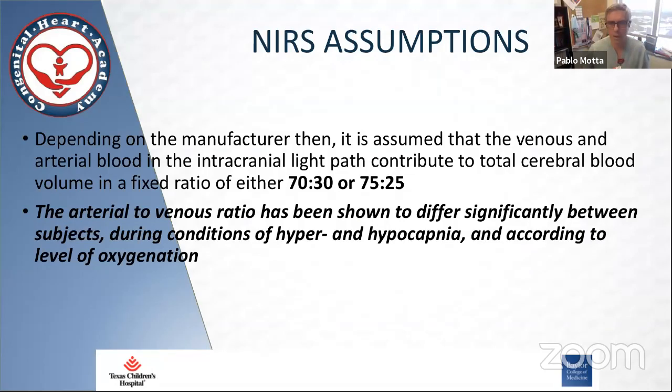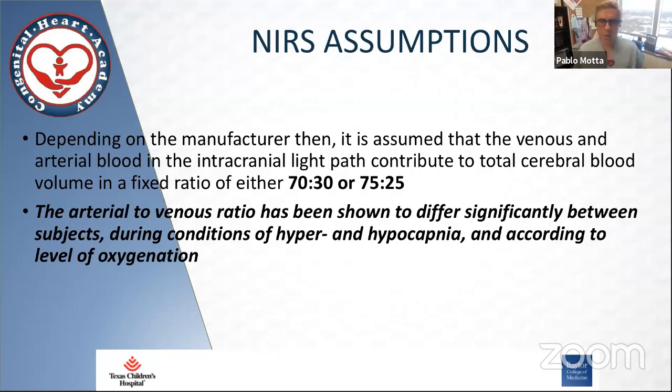Depending on the equipment that you're using, there's an assumption that there's going to be mostly venous blood and some arterial, in a ratio of 70:30, or 75:25. And that's how the number that comes up on your screen is going to be the combination of that arterial content and venous content.